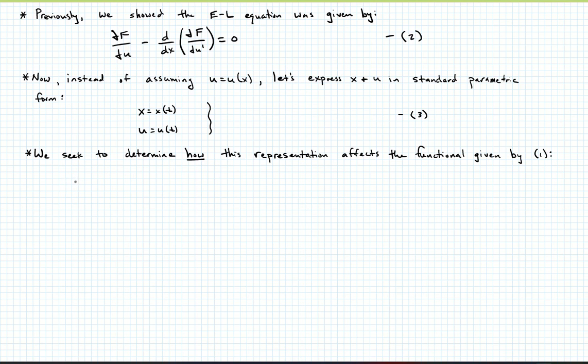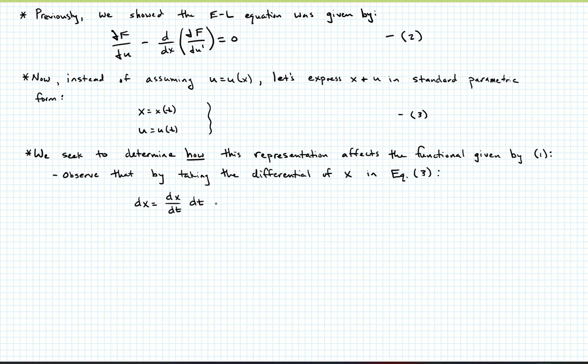So we're going to observe a couple things. First, if we take the differential of x in equation 3, we end up with something that looks like dx is equal to, now this is via the chain rule, dx dt times dt, right? Which we could just write as x dot dt. Okay, so let's call that equation 4.